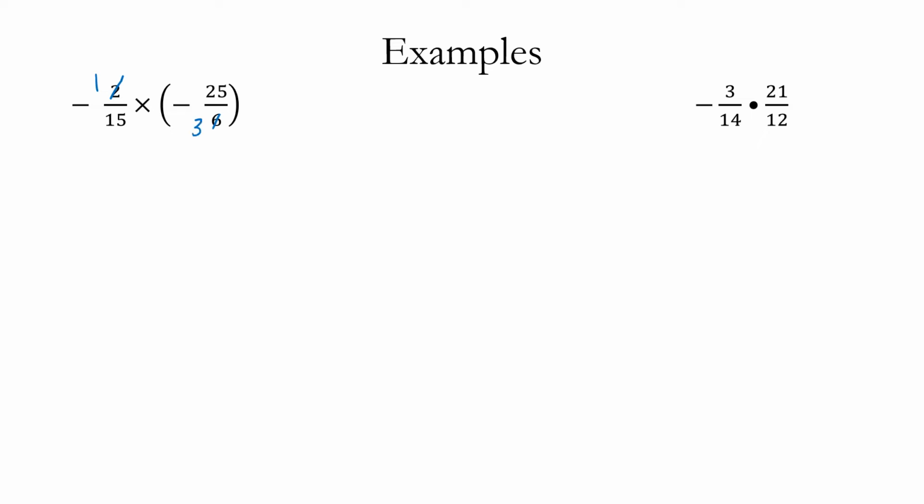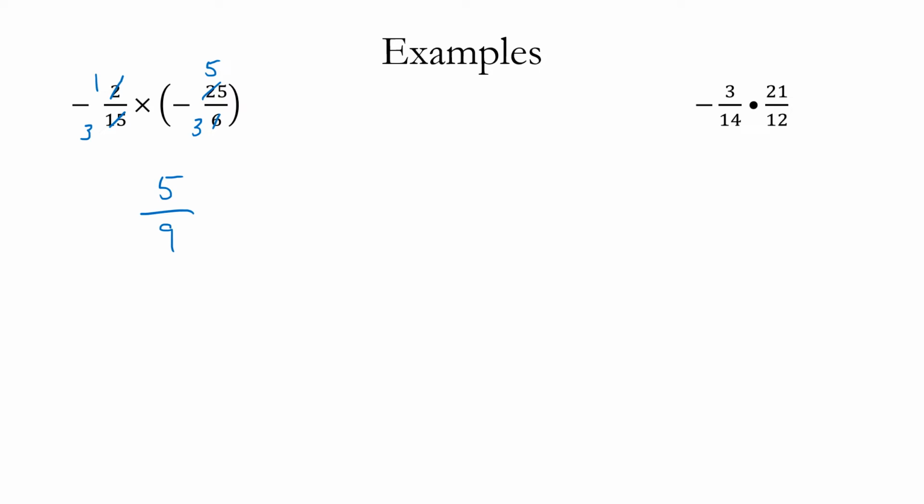And now 25 and 15 both reduce by a factor of 5. So 15 divided by 5 is 3, and 25 divided by 5 is 5. So now 1 times 5 is 5, and it's really a negative times a negative, which is a positive. So I get 5, and 3 times 3 is 9.